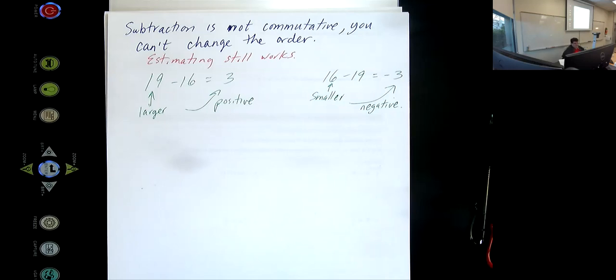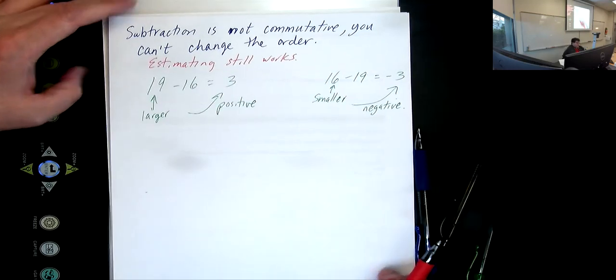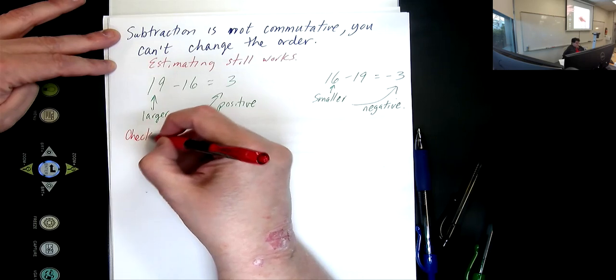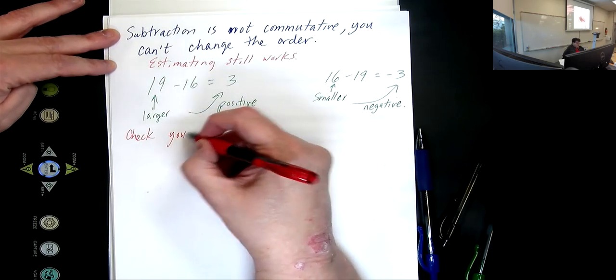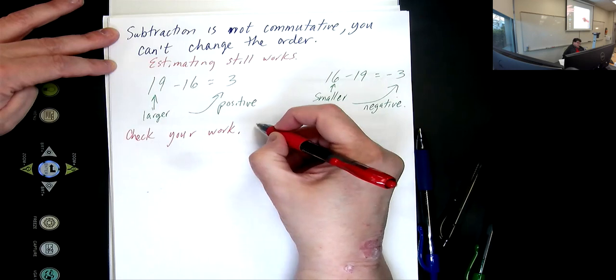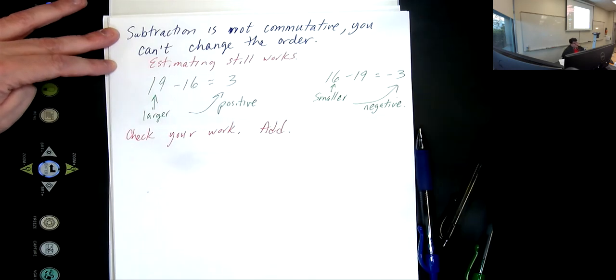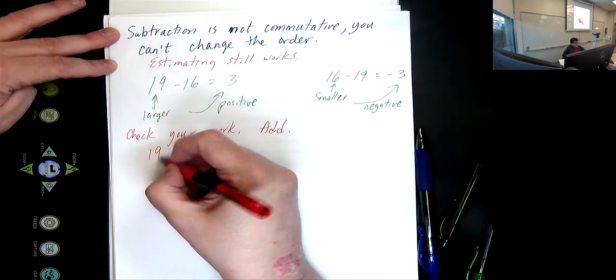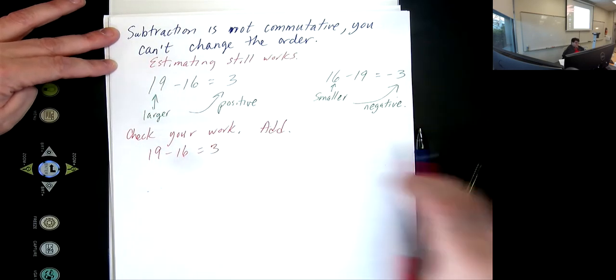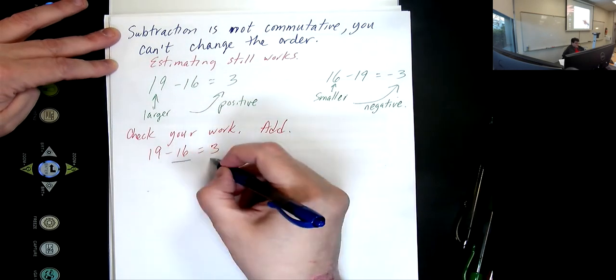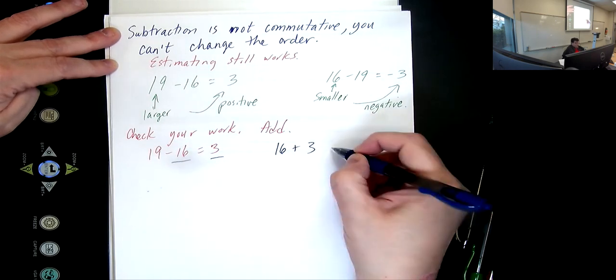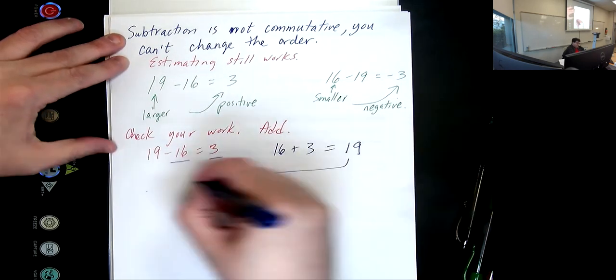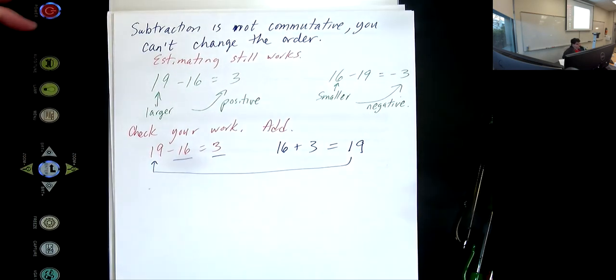You can always check. Subtracting has an easy way of checking your work: add. 19 minus 16 equals 3. Take these two and add them up. 16 plus 3 equals 19. It should give you the number you started with. Whether you do that or not, up to you.